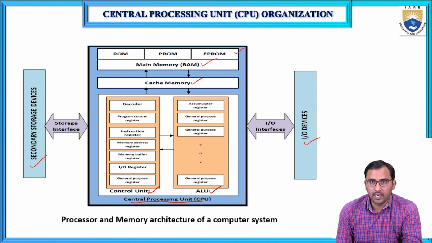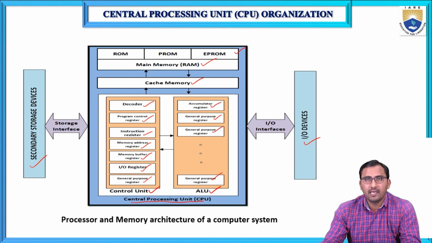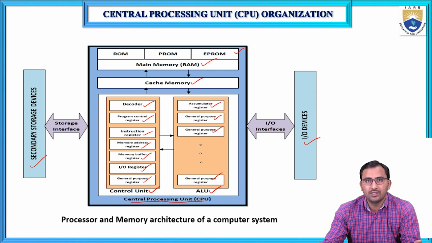In the control unit, we can see there is a decoder, program control register, instruction register, memory address register, memory buffer register, and IO register, and then different general purpose registers and the accumulator register. The accumulator is the default register when you are performing any arithmetic and logic operations. Whenever we perform these operations, the result is automatically stored in the accumulator. That is the use of the accumulator register.